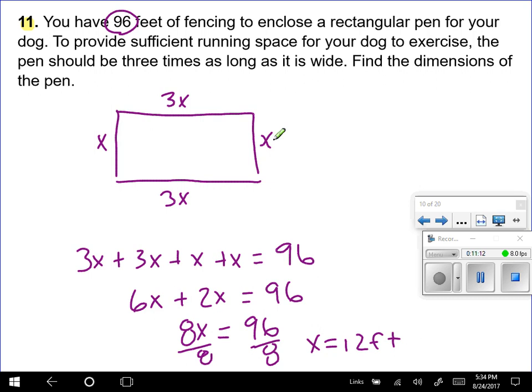Okay, well that tells me the width. What about the length? To get the length, I would have to take 12 times 3, which would give me 36. So my dimensions would be 36 by 12.